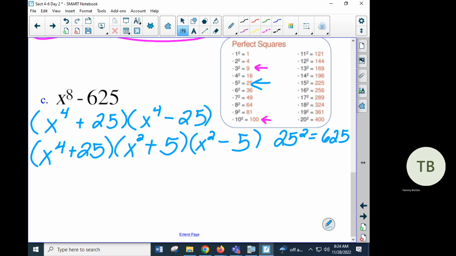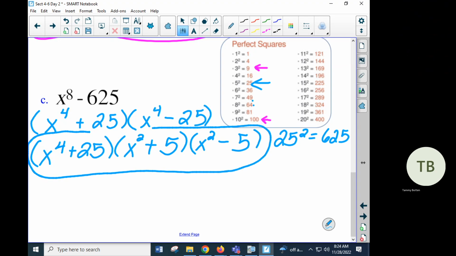You would still have to check this, minus 1. 5 is not a perfect square, so I can't do anything else with that. So this is my answer.